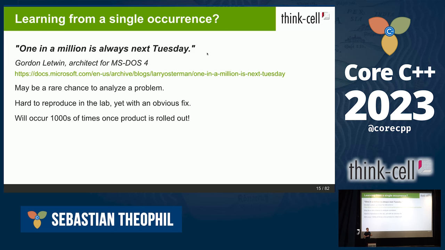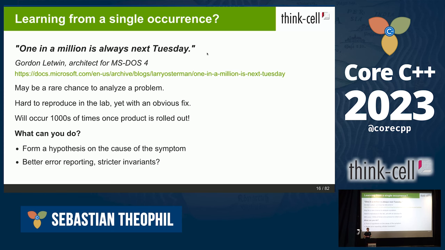So knowing nothing about a problem might still be your rare chance to analyze a problem you will never see again. Maybe you're just looking at a thing that is super hard to reproduce in the lab. Maybe it has an obvious fix if you just look at the code. And you can be sure that once you roll out your product to a million customers, this situation will occur maybe thousands of times for your customers. So you can check it out. You should check it out right now.